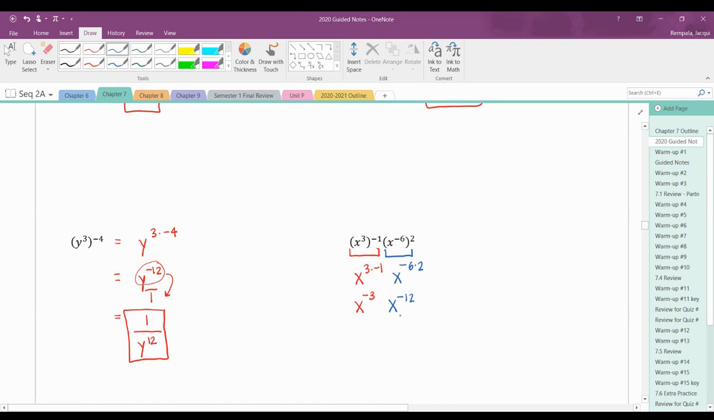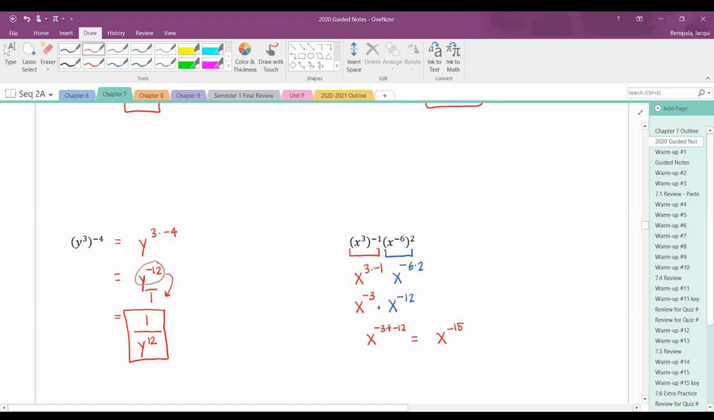Notice that both of these have the same base. Technically, this is a multiplication problem. So this takes us back to one of our prior lessons. If we are multiplying the bases, as long as the bases are the same, we are going to keep the base, and this time we add our exponents. Well, negative 3 plus negative 12 will give us x to the negative 15th power.